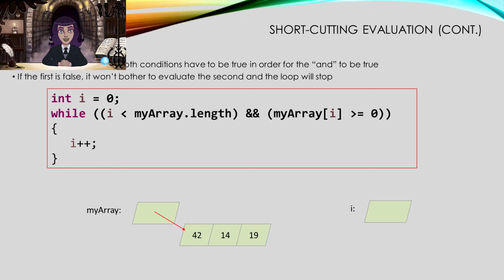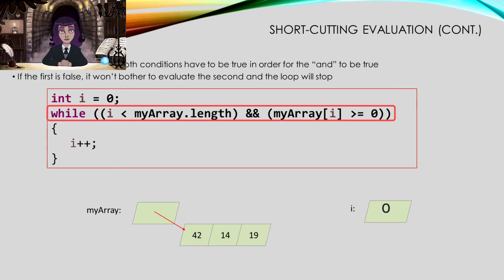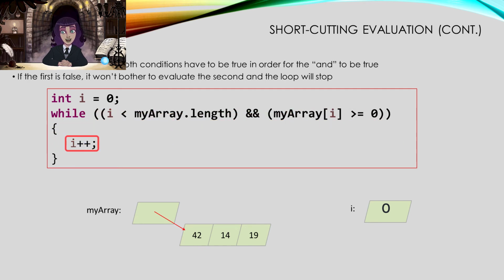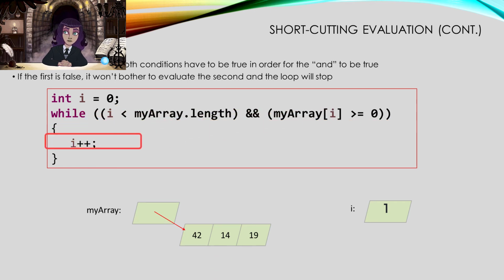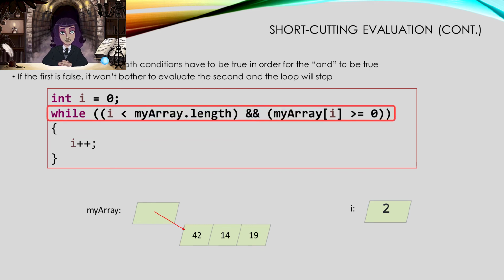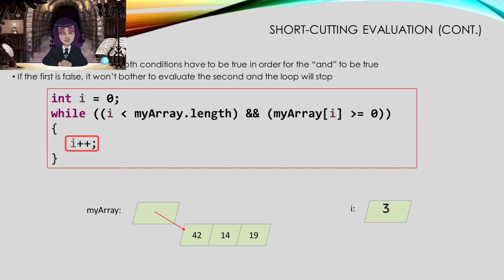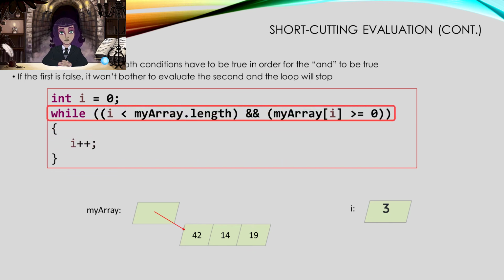Excuse me, I think we need an example. The variable i starts at 0. If this is the data in our array, i is less than 3, and 42 is greater than or equal to 0, so i will get incremented to 1. i is still less than 3, and 14 is greater than or equal to 0, so i will be incremented to 2. i is still less than 3, and 19 is greater than or equal to 0, so i will be incremented to 3. Now, i is not less than myArray.length.